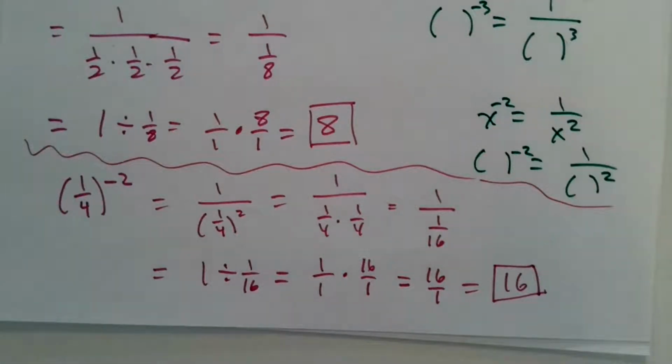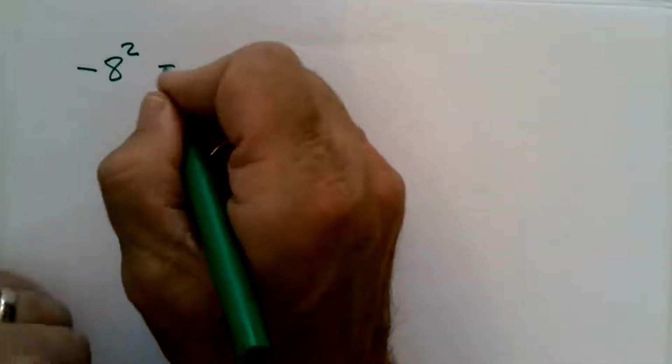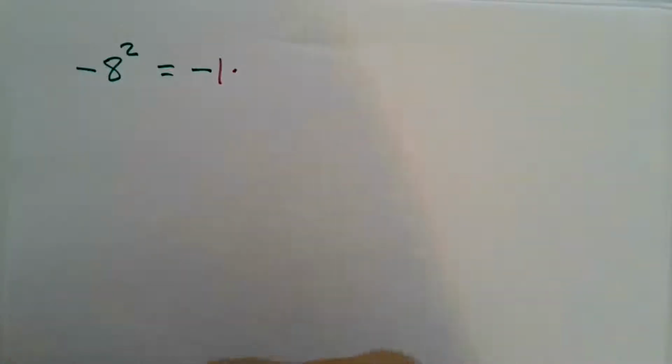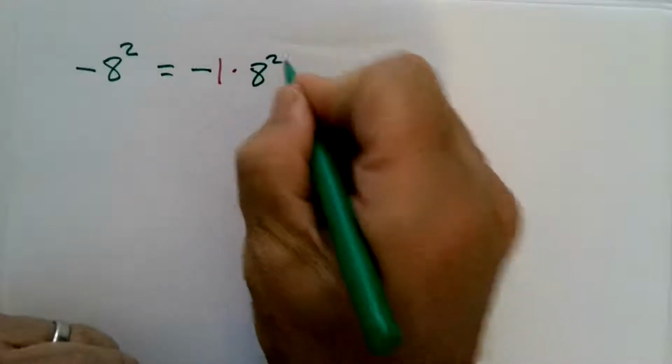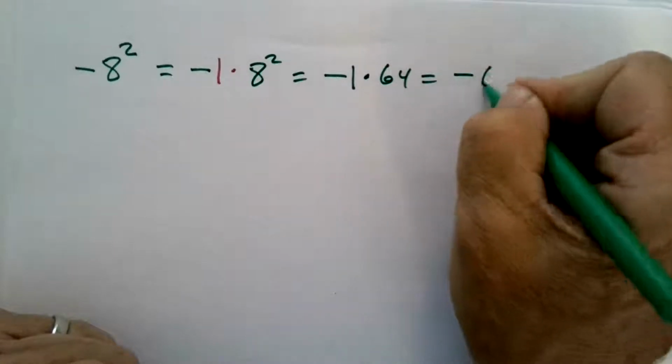Okay, there's one other type of problem I want to take a quick look at with exponents and negatives, albeit this is not a negative exponent, but a negative number with an exponent. If I have negative 8 to the second power, what does that mean? This means negative 1 times 8 to the second power, which would be negative 1 times 64, and I get negative 64.